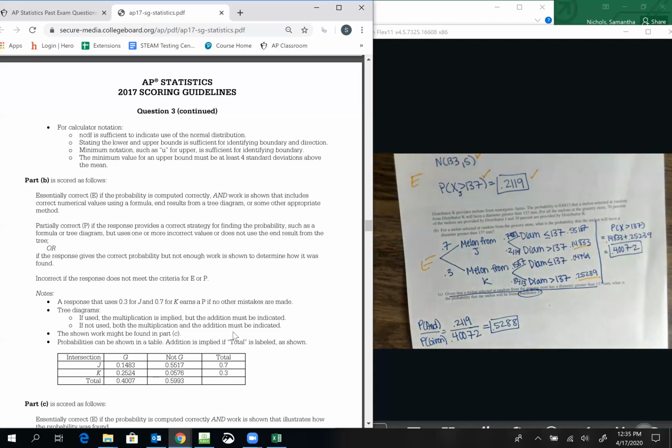Part C, given that a melon selected at random from the grocery store has a diameter greater than 137, so it's a given, this is a conditional probability, so we'll do the and over the given. What is the probability the melon will be from distributor J? So I want the and on top, J and greater than 137 on top. So J and greater than 137.